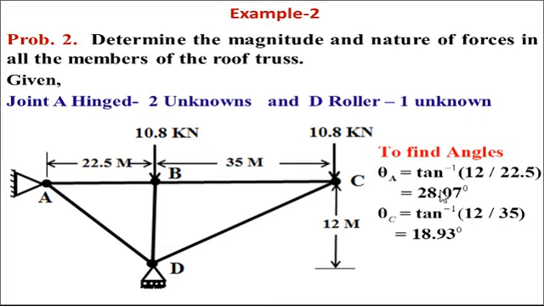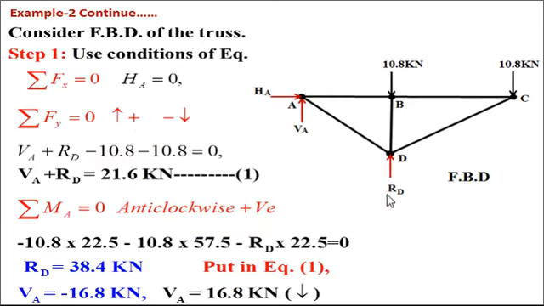BD is 12. So initially you find out theta A. Theta A means this angle. By taking tan theta equal to BD upon AD, that is 12 upon 22.5, you will get theta A. Similarly find out theta C. Theta C is equal to BD upon BC. Okay. So we will get theta C. Now draw free body diagram. So here I have drawn the free body diagram.